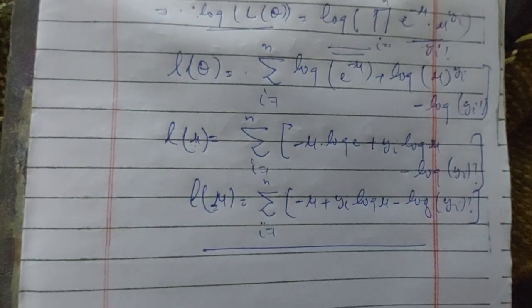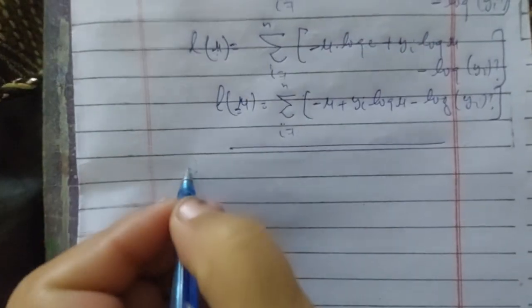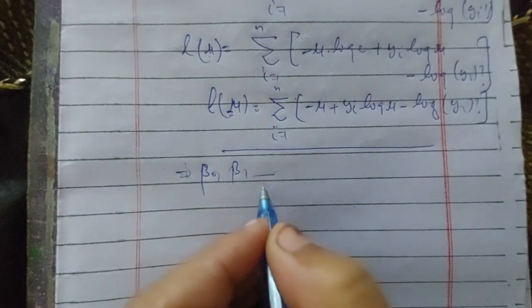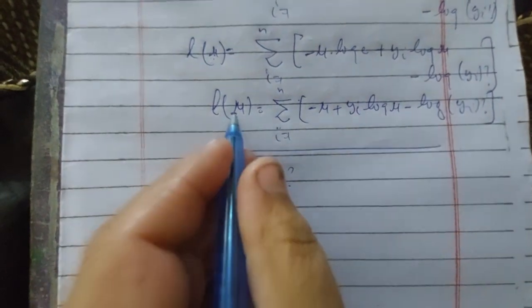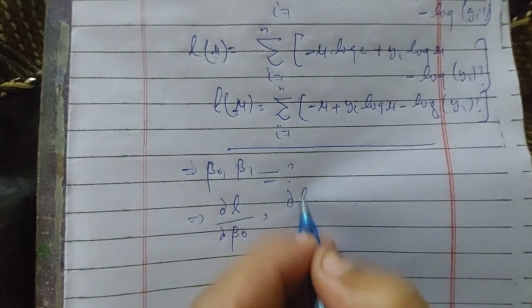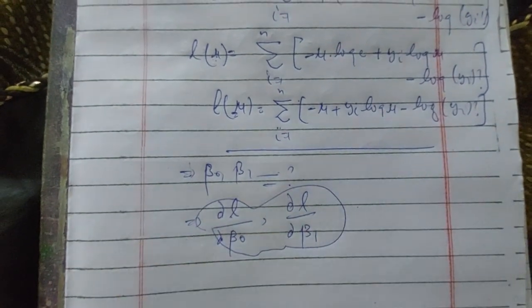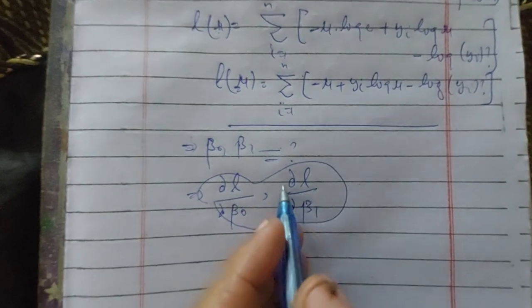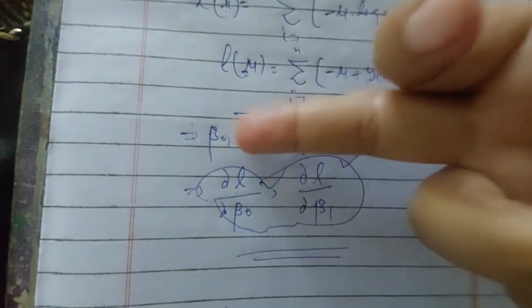Now if you want to estimate beta naught and beta 1, what we do is we partially differentiate this log likelihood function with respect to beta naught and with respect to beta 1 to estimate both of these. So that is the solution method in order to estimate beta naught and beta 1.